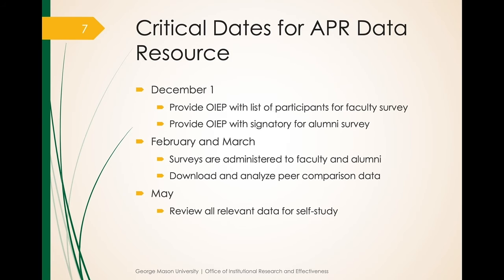In February and March of the subsequent year, the faculty and alumni surveys will be administered by our office, while programs should be downloading and analyzing peer comparison data. Finally, in May, faculty and alumni survey data will have been collected, and programs should review all data in a holistic manner to provide the greatest context and narrative for the APR self-study.